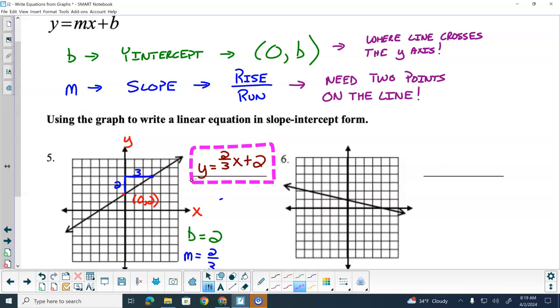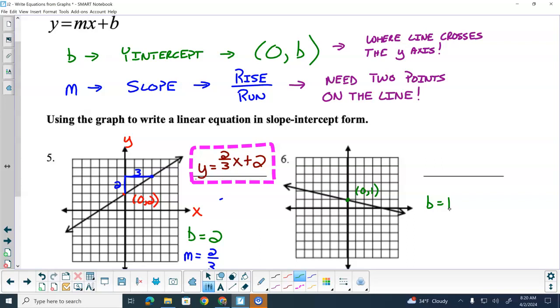Okay, that's how we do it. Okay? Edwin, what do you feel is the y-intercept on number 6? 0, 1. Yep, good job. So that means my b is 1, right? Yep. Okay, so b is 1. Love it.